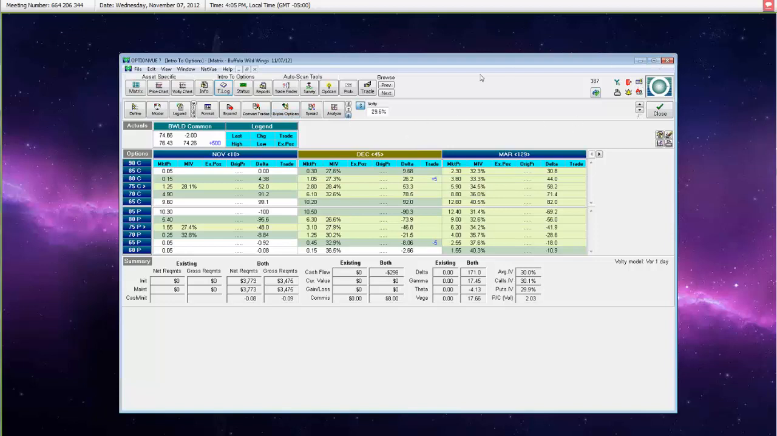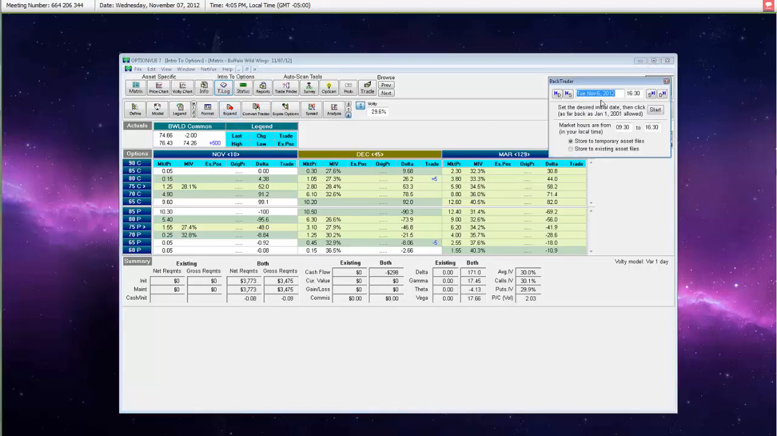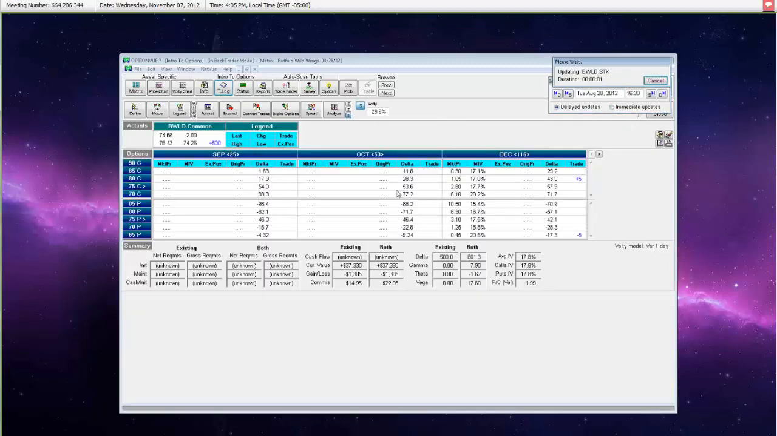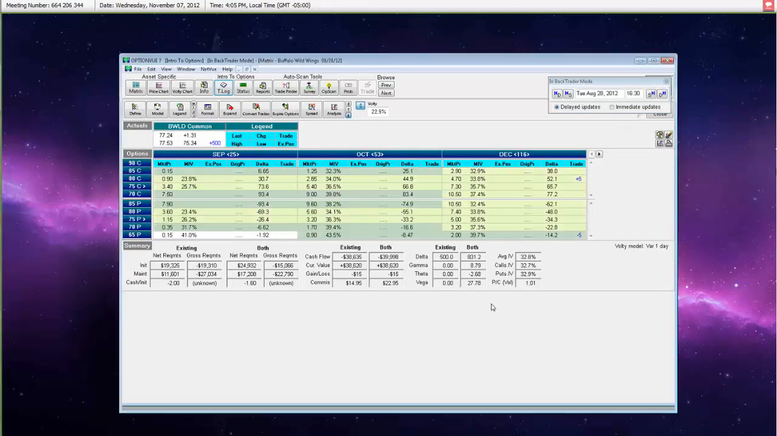So the position, I'm going to go into what I call back trader mode. I'm going to go back in time to August 28th, and I'm going to get all the price action and everything from that day.